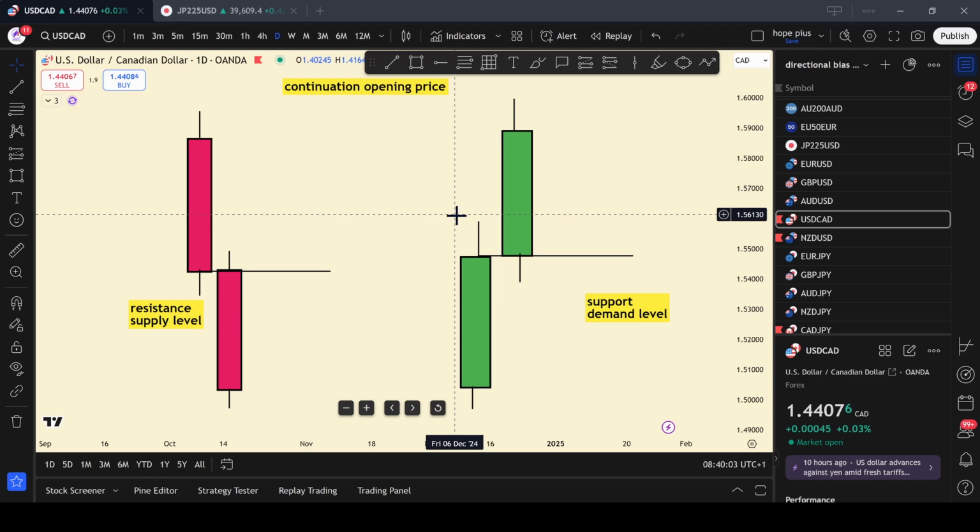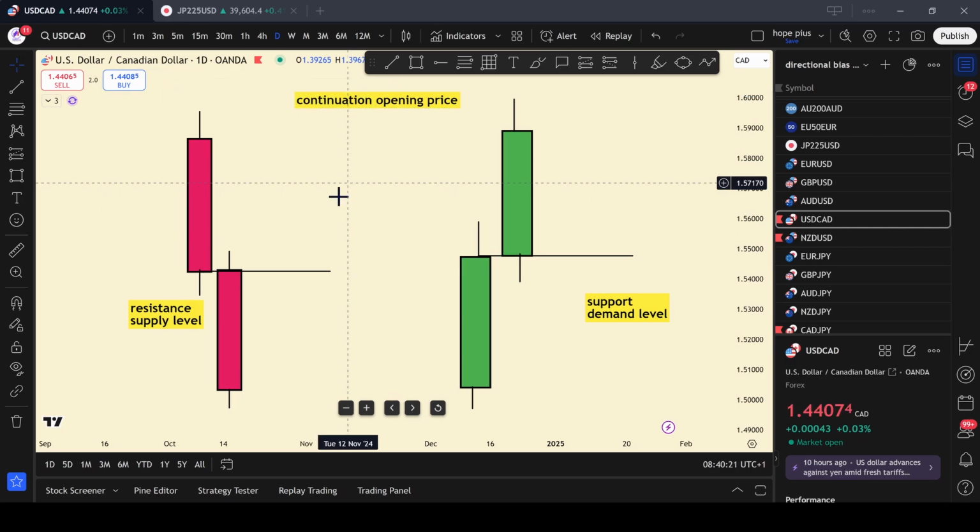At the end of this video, I'm going to show you trade examples that we've taken within the community, and then how you can improve your trade by simply backtesting these ideas in your free time. So without wasting time, the continuation opening prices are simply the opening prices that continue the previous candlestick movement.